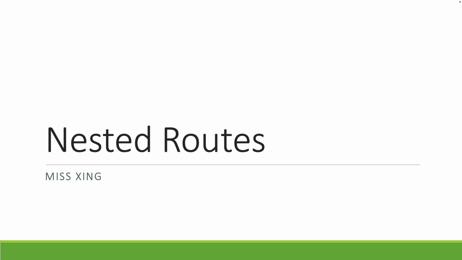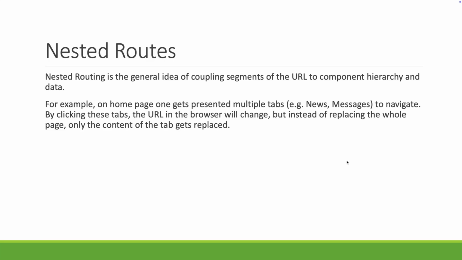Hello everyone, welcome back. In this video, I'm going to cover nested routes. Nested routing is a general idea of coupling segments of the URL to component hierarchy and data. Suppose we are on a home page presenting multiple tabs and news messages to navigate. Then we can click those tabs, and the URL in the browser will change. But instead of replacing the whole page, we only replace the content of a tab.